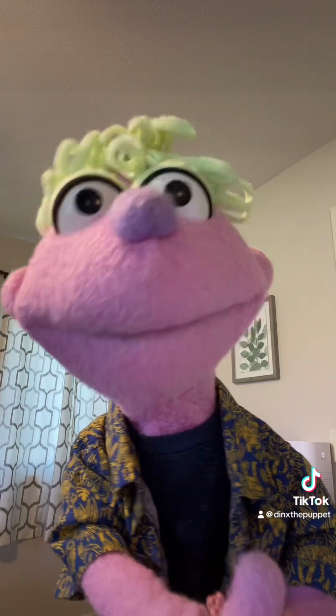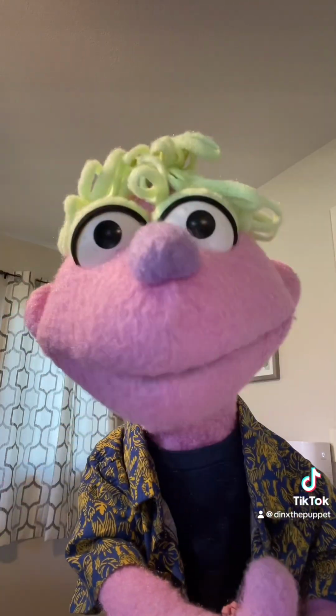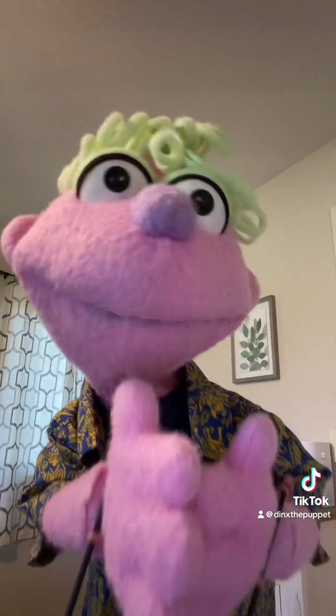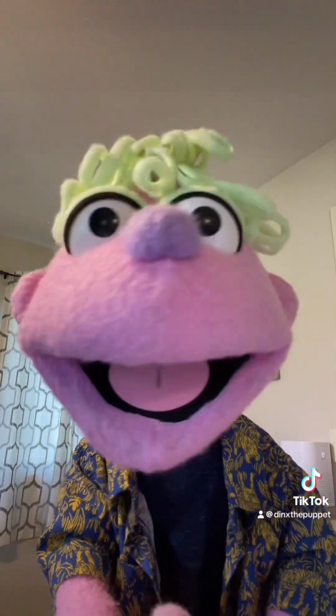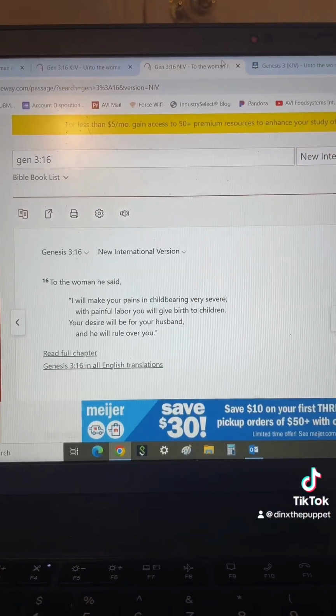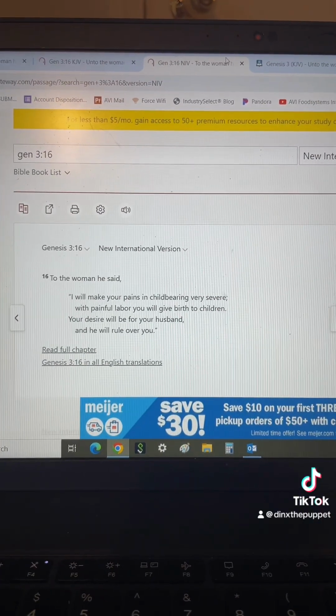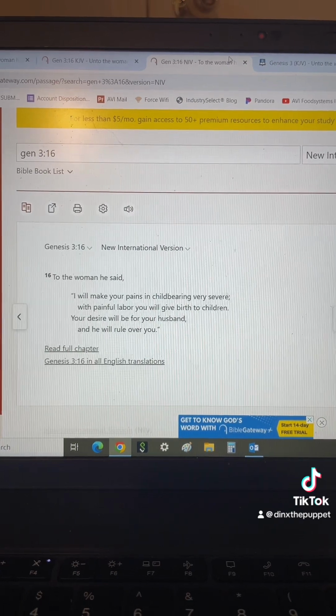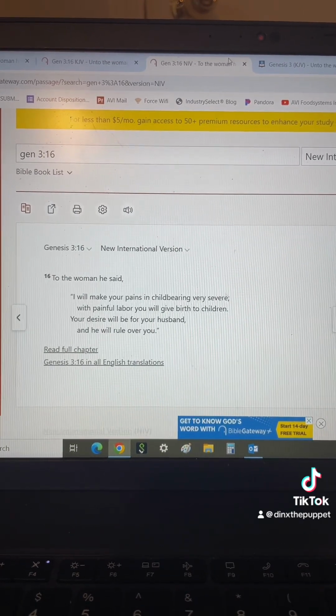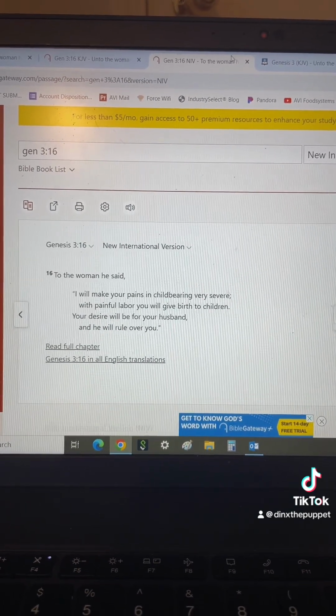One thing we need to do is actually look at the different translations, see how they word it, but then compare it to the original language and how else that word is translated in Scripture in order to understand what is the most accurate reading. So here is the NIV, and we're going to read the second half of the passage because that's what this is all about. Your desire will be for your husband, and he will rule over you.